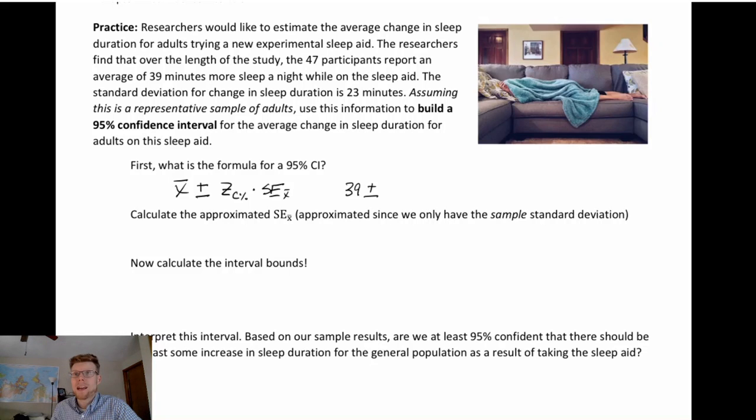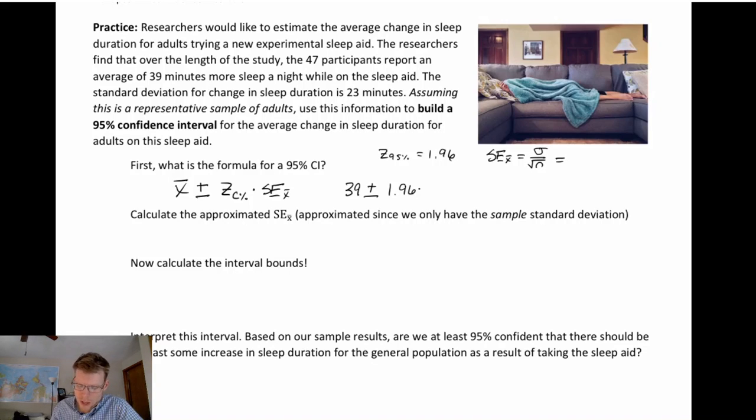If we're going to do a 95% interval, then z for 95% is going to be 1.96. So we need to stretch out 1.96 standard errors in either direction. So we're going to do 1.96 times our standard error value, which we do need to calculate over here. The standard error should be sigma over the square root of our sample size.